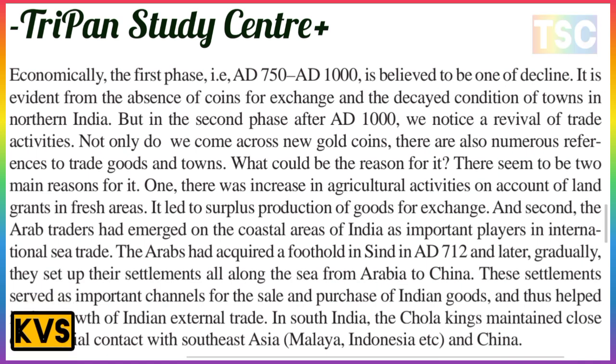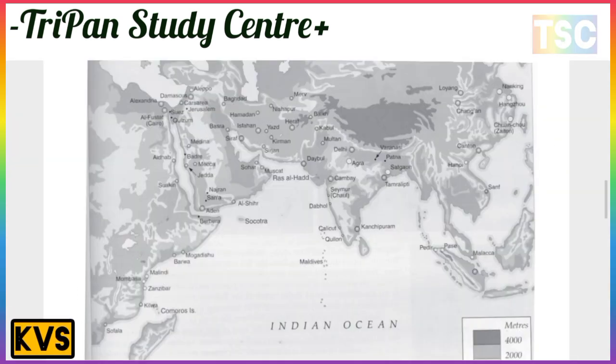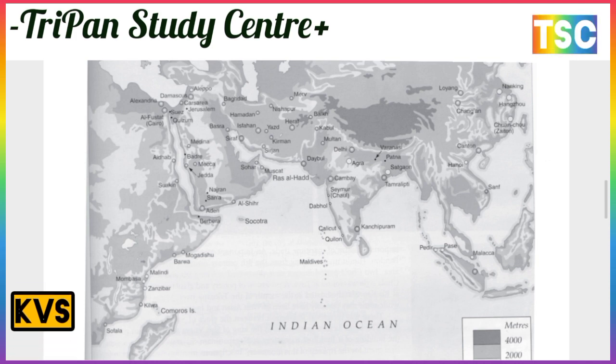In South India, the Chola kings maintained close commercial contact with Southeast Asia, such as Malaya, Indonesia, etc., and China. Here is shown the most important South Asia map.